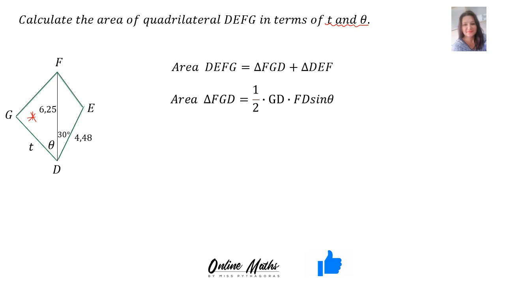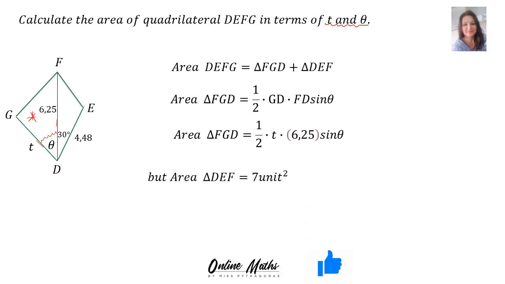Again, we have to write down the area rule in terms of the given information, and can you see it will be the included angle theta and then the two sides that make that angle an included angle. Therefore its area triangle FGD is equal to a half times GD times FD, the sine of theta, and then you can substitute: half times GD was given as T, FD was the 6,25, sine theta.